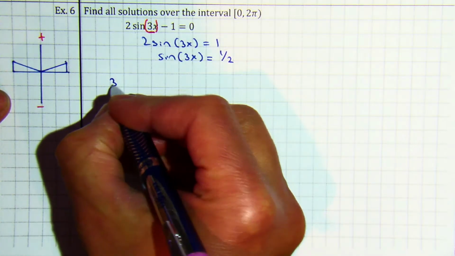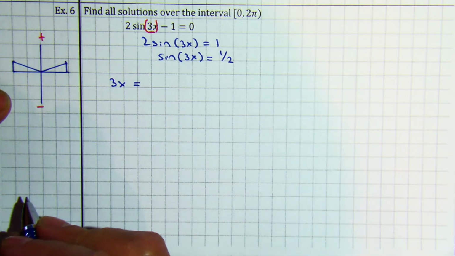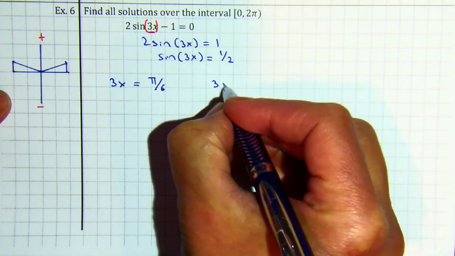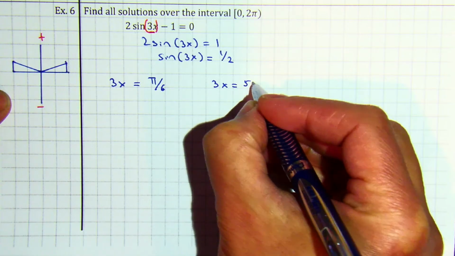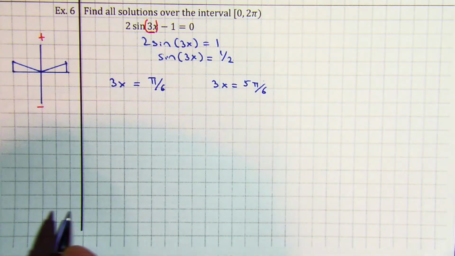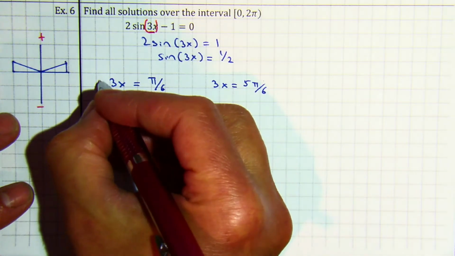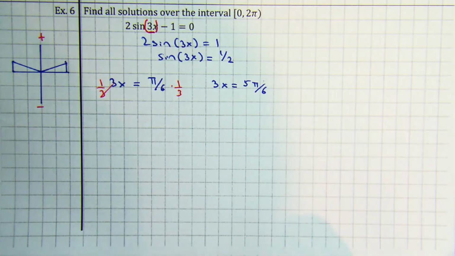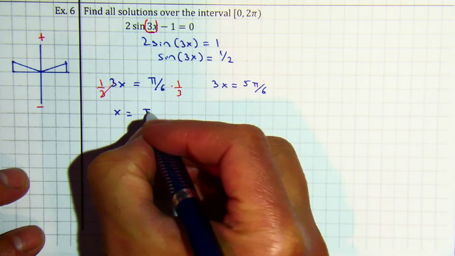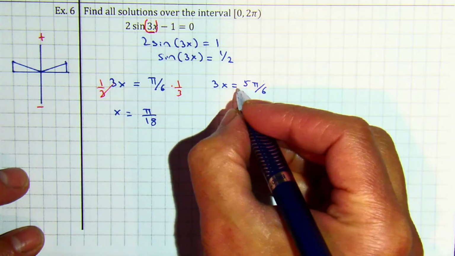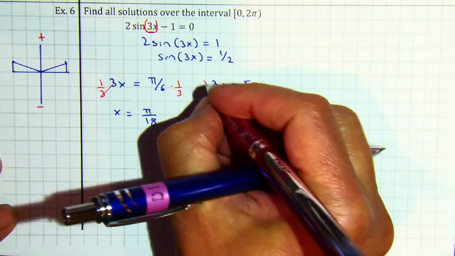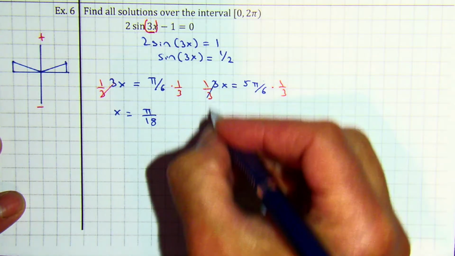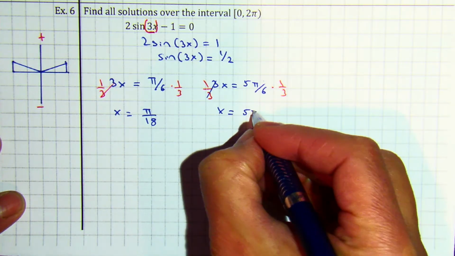So now we're going to write down, instead of just x, 3x equal to pi over 6, and 3x equal to 5 pi over 6. I'm going to divide by 3, or multiply by 1 over 3. That cancels. So therefore, x equal to pi over 18. I'm going to do the same thing here. I can divide by 3 or multiply by 1 over 3. So the 3's cancel. So therefore, x equal to 5 pi over 18.